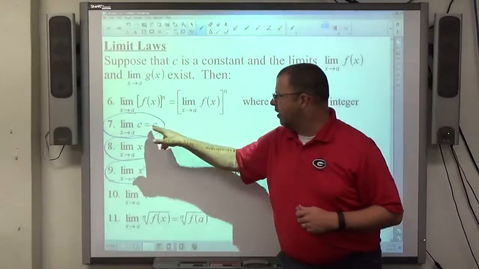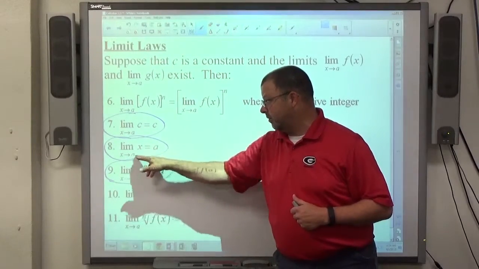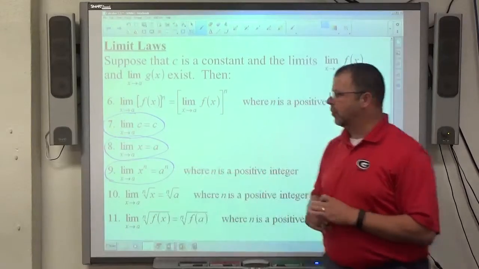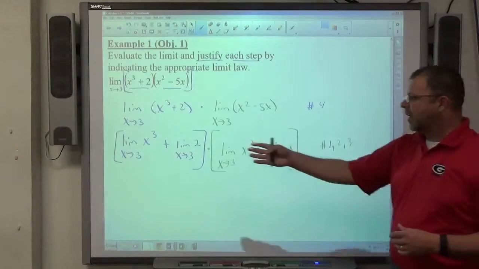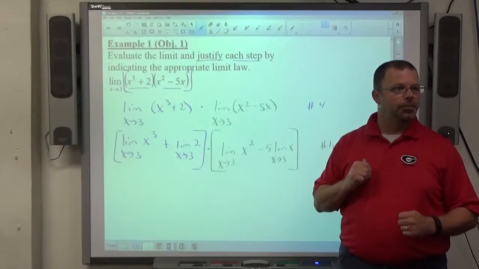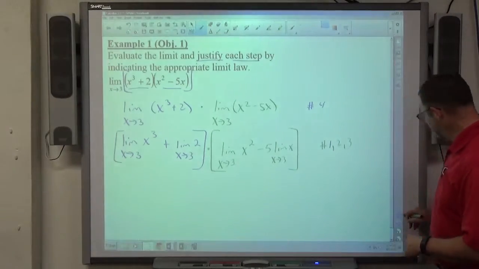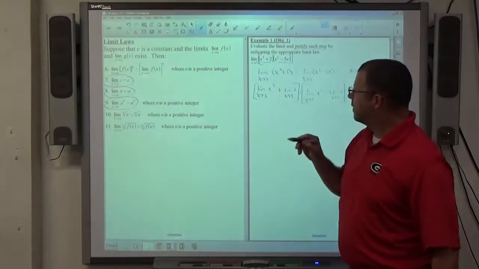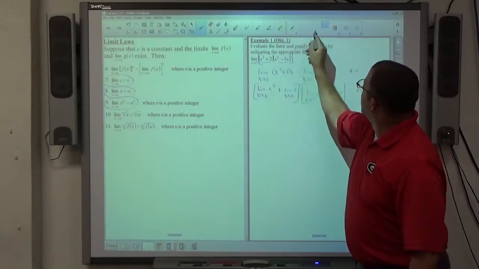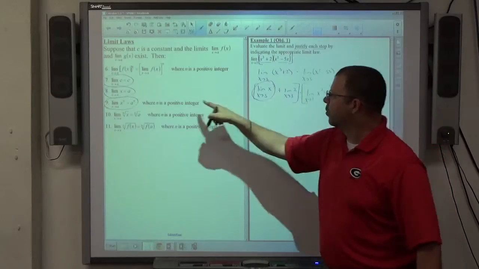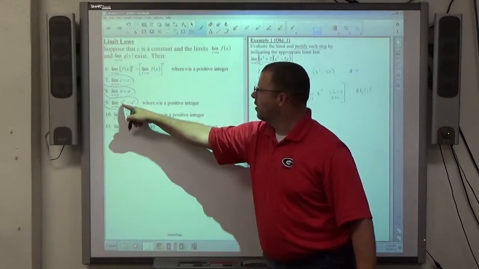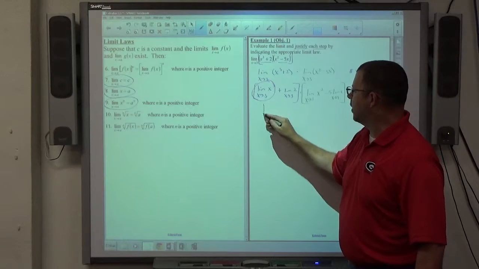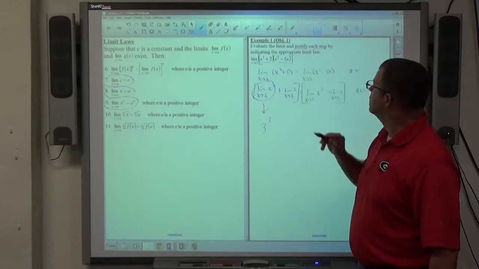For a constant, the answer is the constant. For x, the answer is the number it's approaching. For x to a power, the answer is the number it's approaching to that power. So looking at what we have, in every case, the number it's approaching is 3, right? So looking at these rules again, I'm going to go to a little page here so we can see them while we do it. All right. So this one here, I'm going to use rule number 9 because I have x to a power. The rule says the number it's approaching to that power, so that becomes 3 cubed.